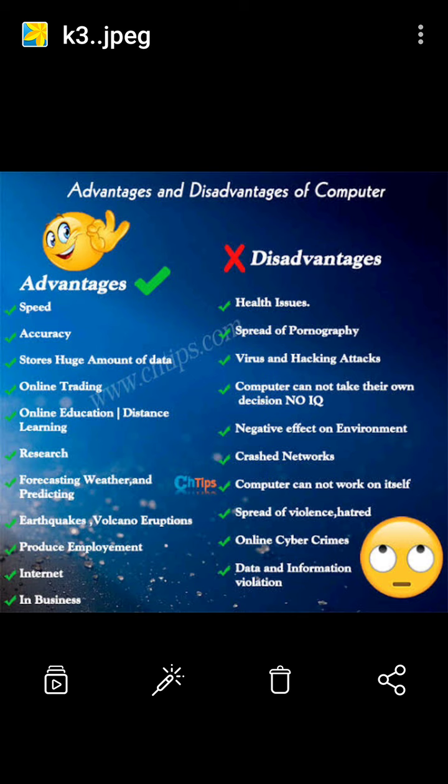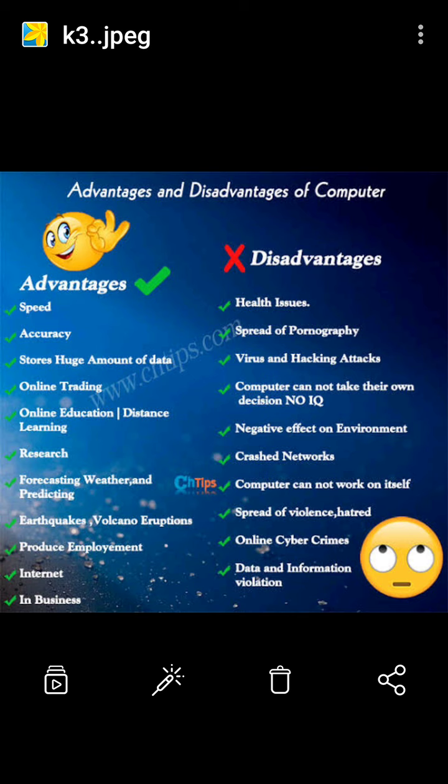Next one, producing employment. In IT parks, in many places, your brothers also say, I was working in the IT park, I was working in computer science, I was working on the computer. Where are they working? They are working using computers. So it also produces employment. Internet: nowadays more people use the internet, and the internet is provided based on computers only. Business people also use computers for storing data.